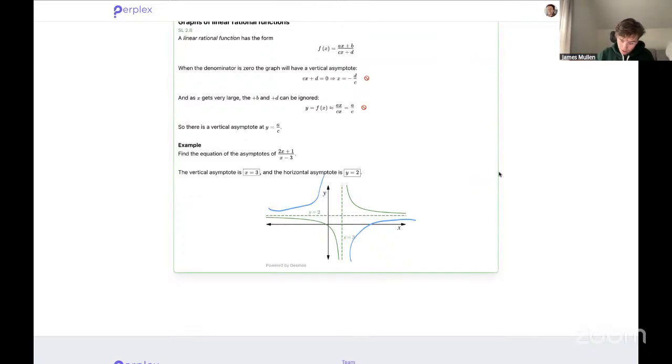And the best way to do it, honestly, is to think about where the y-intercept is. Because once you know where the y-intercept is, it automatically tells you everything else. So in this case, I have the function (2x plus 1) divided by (x minus 3).